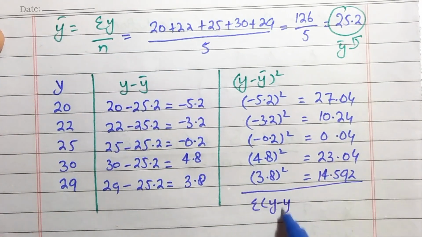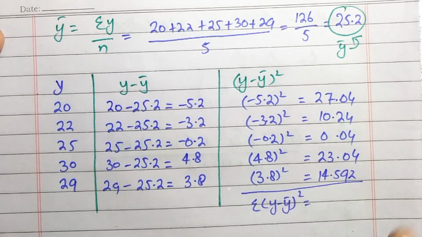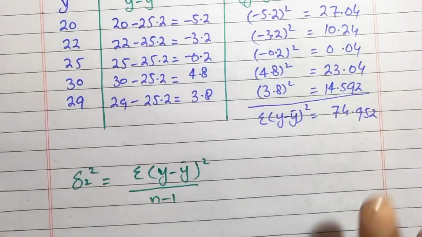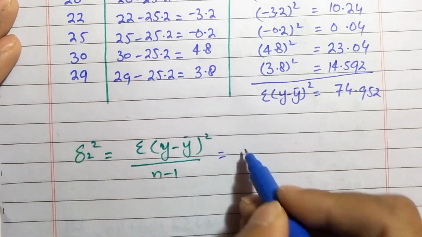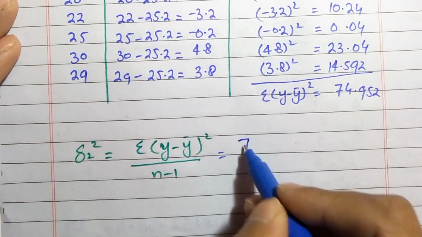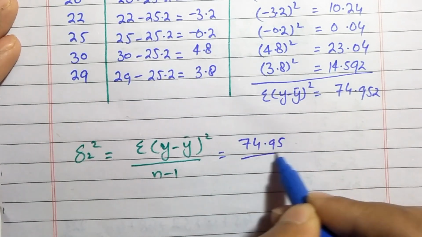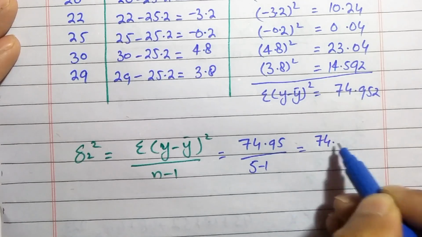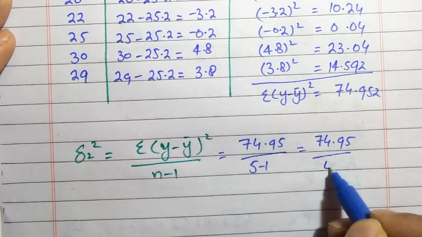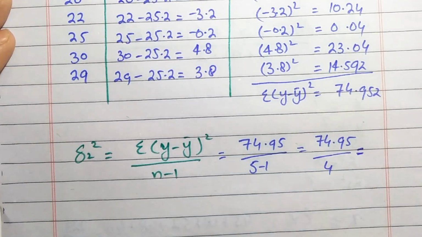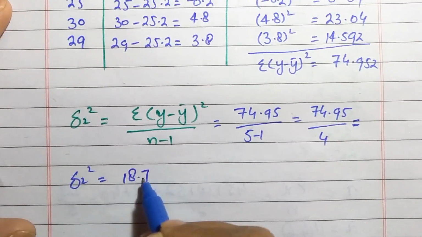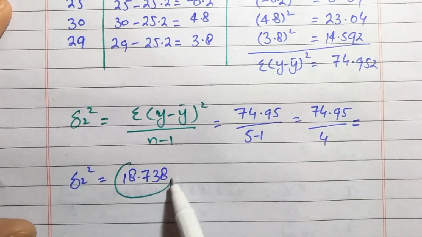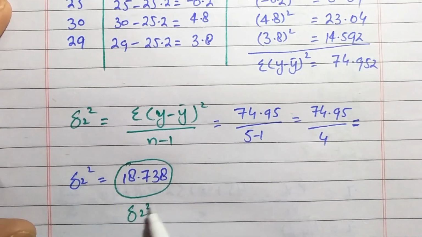Sum of (y minus y bar) whole square is equal to 74.952. We are going to put the sum of (y minus y bar) whole square value in the formula. 74.952 divided by 5 minus 1 is equal to 74.95 divided by 4 is equal to 18.73. So the variance of group Y, or group 2, is 18.73.